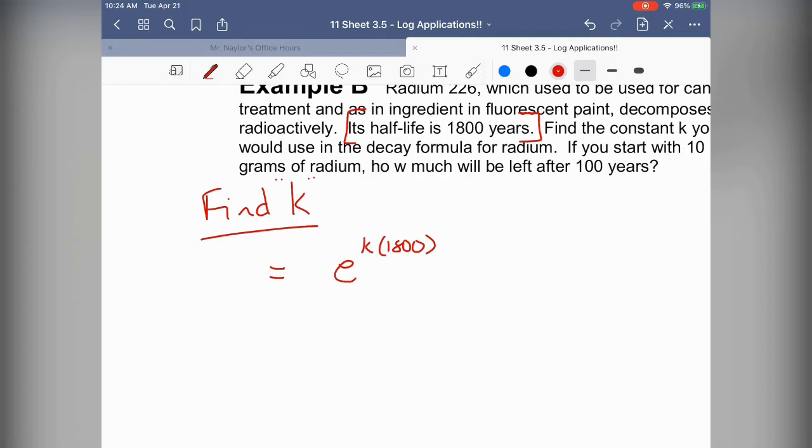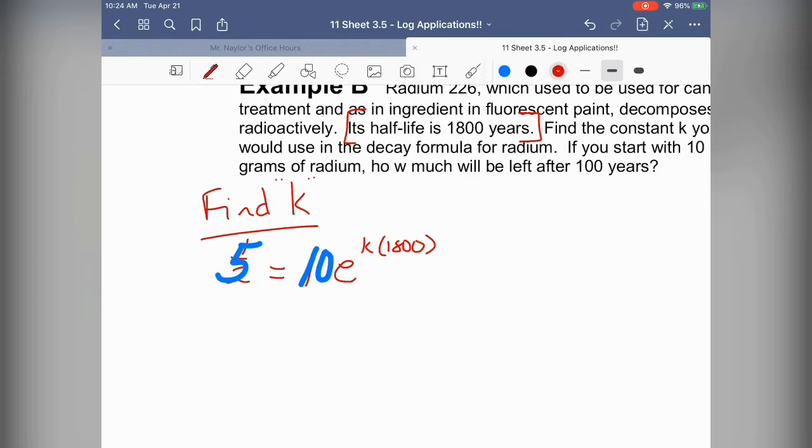And the reality is that I could pick any initial value, maybe like 1 gram, which means that I would end up with a half a gram after that 1,800 years. You say, Mr. Naylor, no, that's not what I was going to use. I was going to use 10. Well, if you wanted to use 10, that's fine. That means that you would have ended up with 5 grams after 1,800 years.